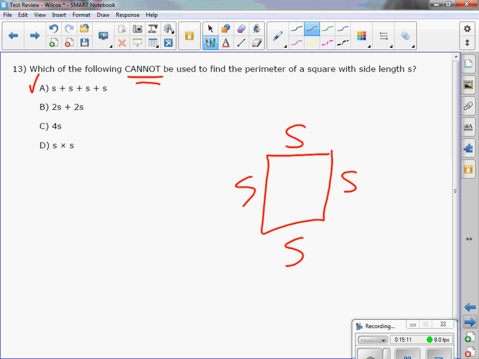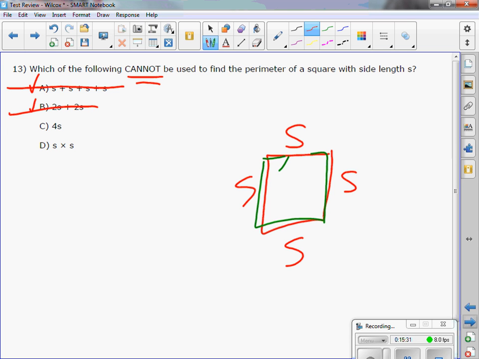Remember, I'm looking for the one that could not, so that one's not my answer. I'm looking for the one that won't work. 2 S's plus 2 more S's? Yes, because I have 2 S's plus 2 more S's. That covers my perimeter, so that would work, meaning it's not my answer choice.